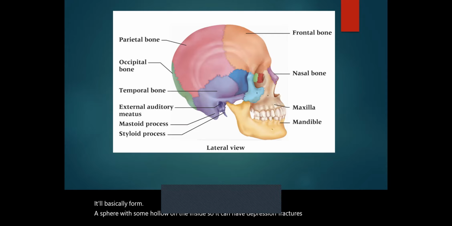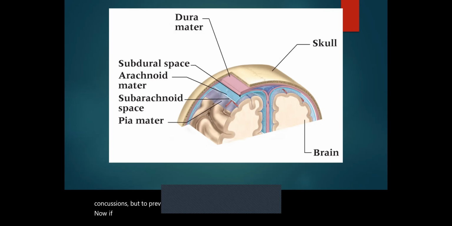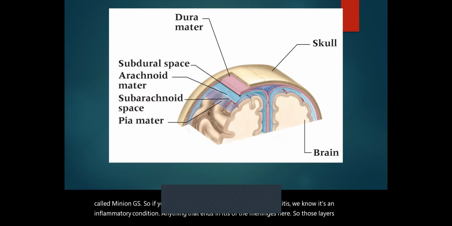When we're thinking about helmets or other protective equipment, they're not so much intended to prevent concussions, but to prevent skull fractures. Now, if we're looking at the different layers deep to that skull, we have what are called meninges. If you've heard about someone getting meningitis, we know it's an inflammatory condition, anything that ends in itis, of the meninges. So those layers covering the brain, between the brain and the skull, are going to become inflamed.